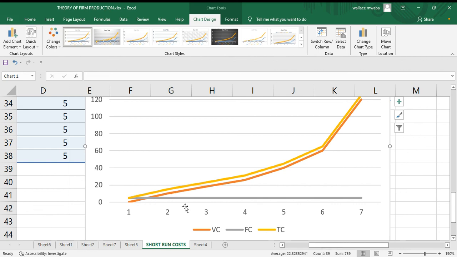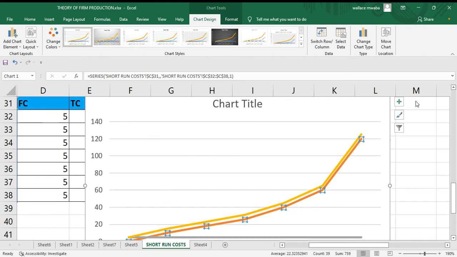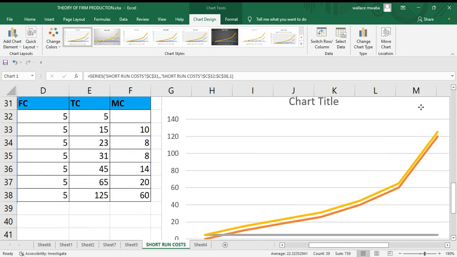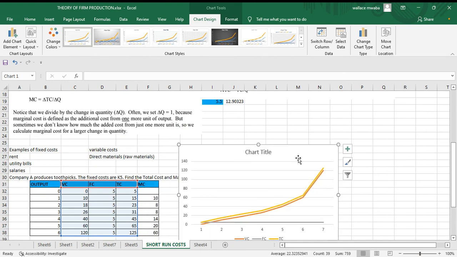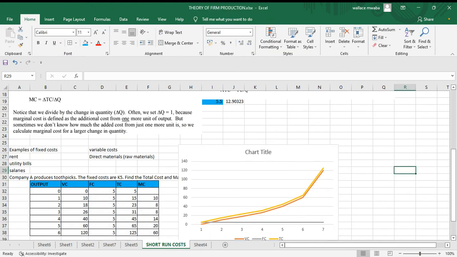So basically the distance between the total cost and the variable cost, this vertical distance here, it's too small here, but this vertical distance represents the fixed cost. So this is how our graph is supposed to look. Just zoom out. Yes, that is how our graph is supposed to look.